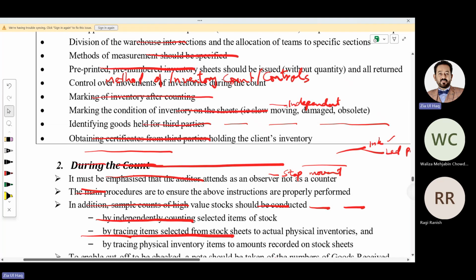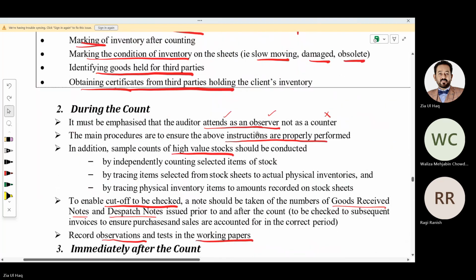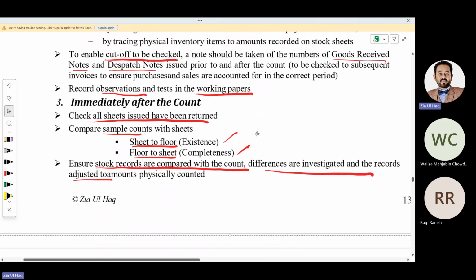And what we need to perform after count, there are only 3 procedures. Whether all sheets have been returned or not, we need to verify. On a sample basis, we need to perform sample count from sheet to floor for existence and floor to sheet for completeness. And we need to make sure PIR has been adjusted against count sheets. So this is the process to verify physical quantity of inventory.